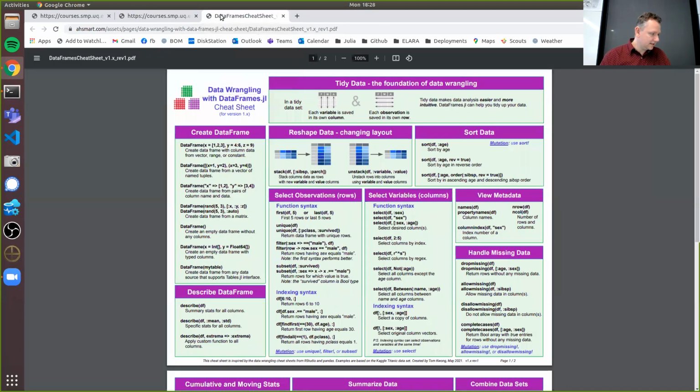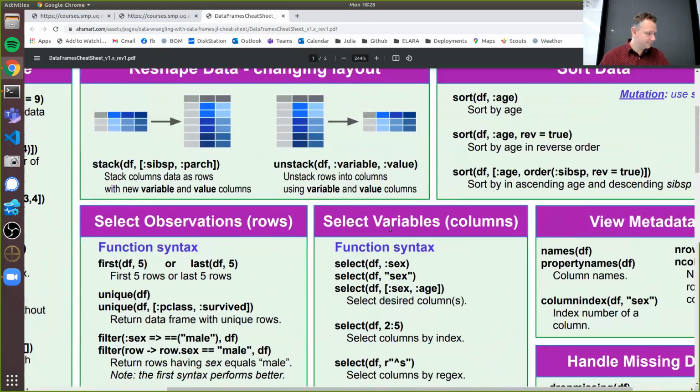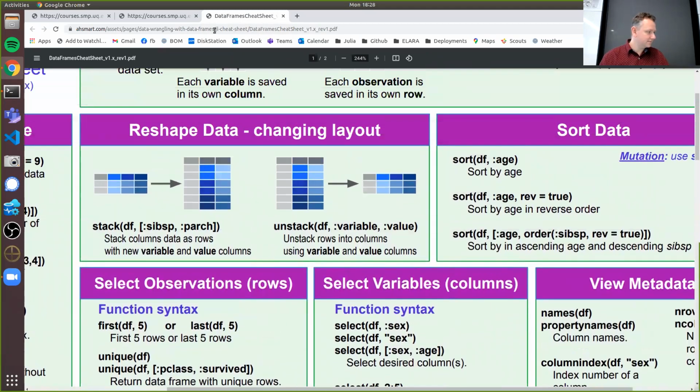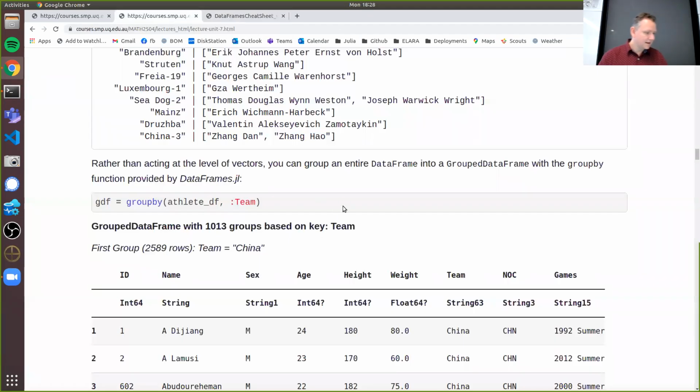Okay. I should point out that there's this cheat sheet here. There's a link in the notes. It gives you all the various different things you can do with a data frame. So I'll point that out again later.